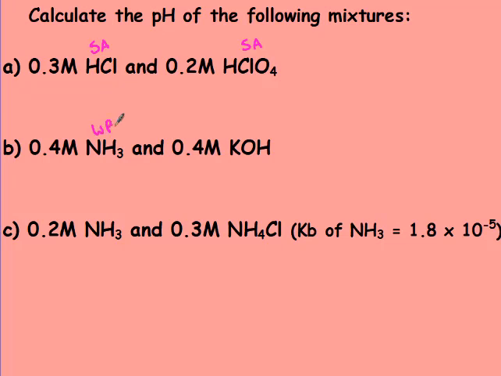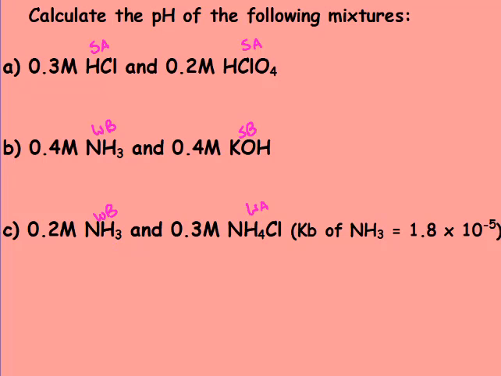You should have said this was a weak base. We know it's a weak base because in this next problem, they give you the Kb of NH3. And KOH is a strong base. So this one's a weak base. And NH4Cl has 1 extra hydrogen, so that's a weak acid. These two are conjugates of each other.